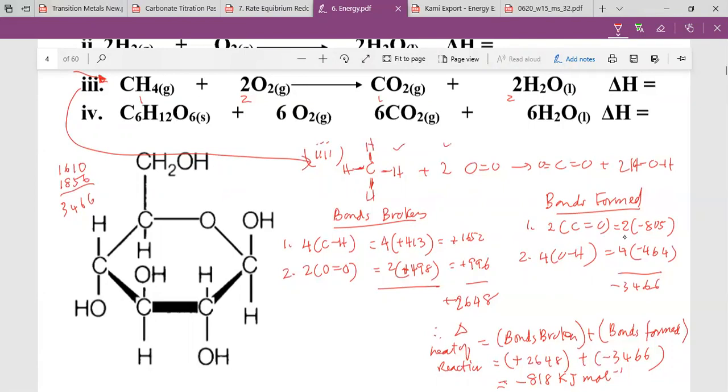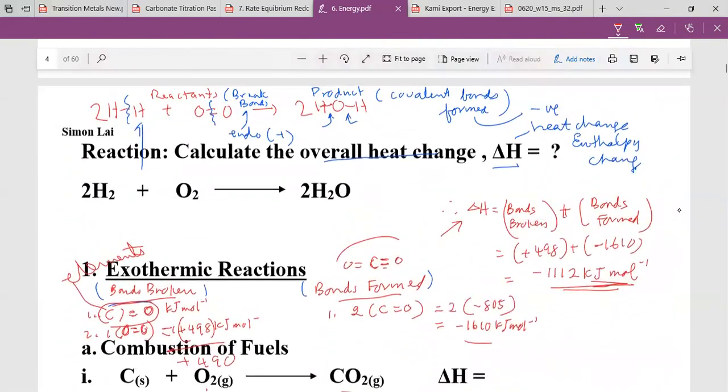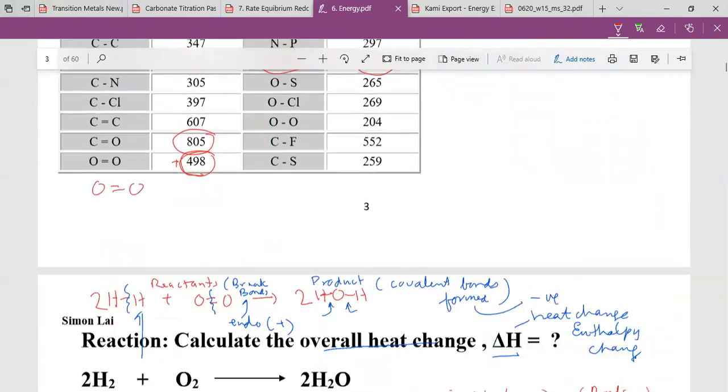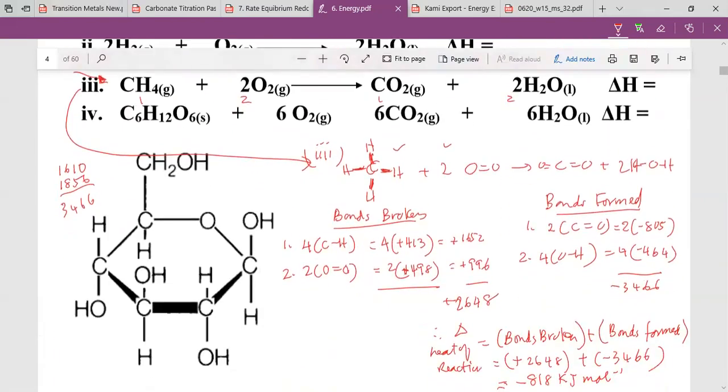So for methane, what are the bonds there? CH bonds. How many are there for one molecule? 1, 2, 3, 4. So 4 CH bonds. So for 1 CH bond, what's the value? You can see here, CH bond, 413. Yeah, 413. So here it will be 4 times 413, which is 1652. Okay.